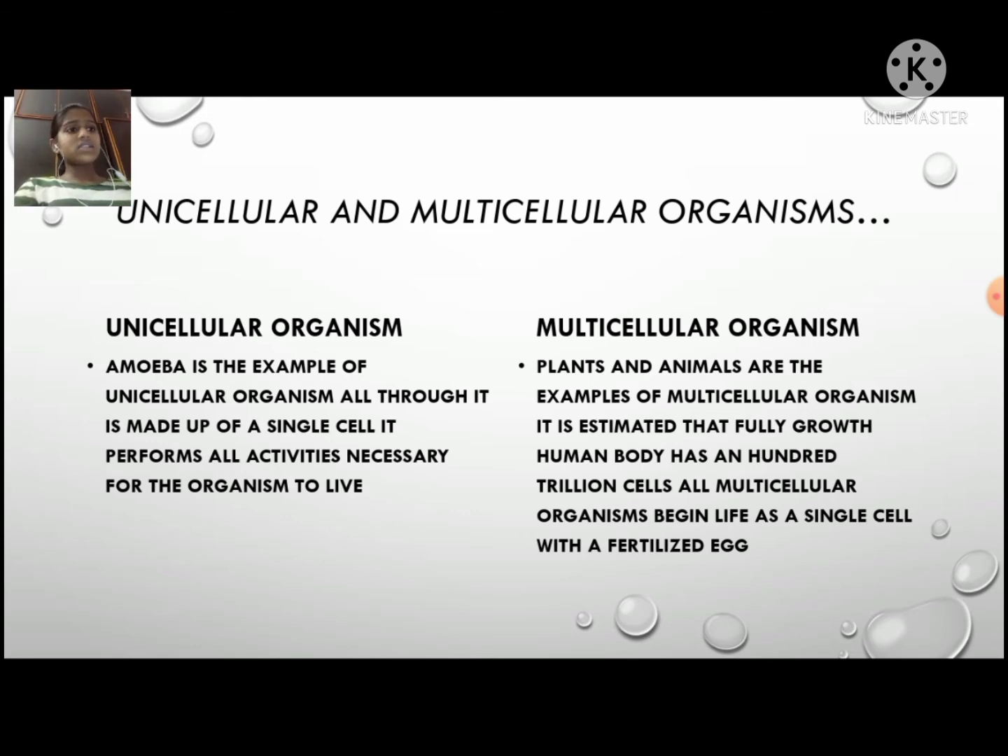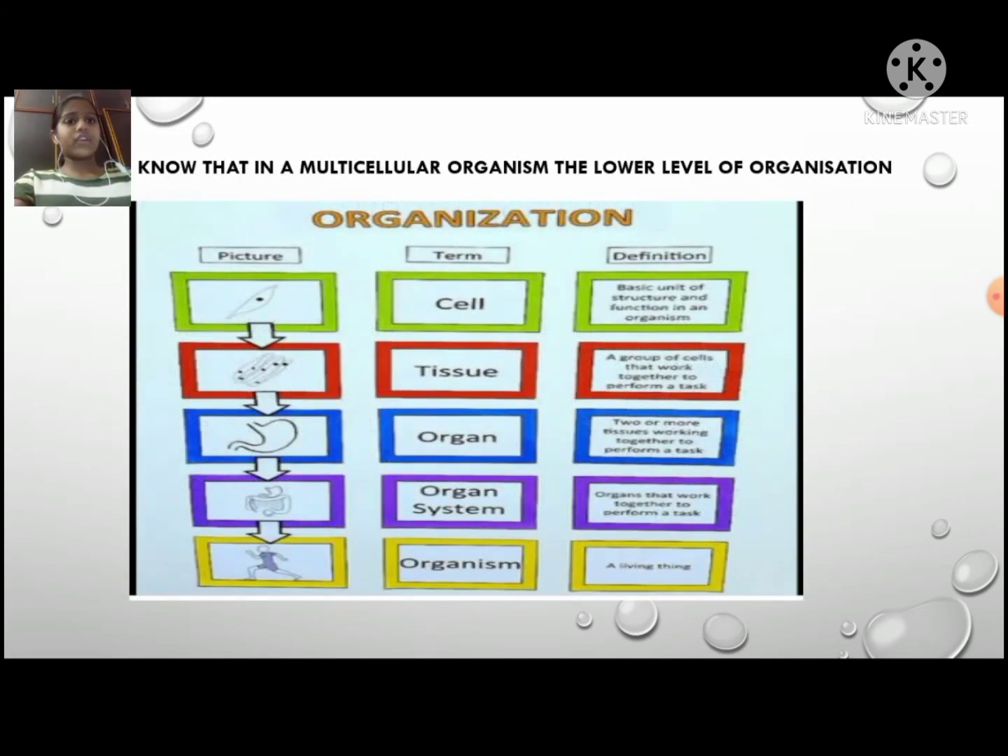And next is the multicellular organism. Plants and animals are examples of multicellular organisms. It is estimated that a fully grown human body has 100 trillion cells. As in all multicellular organisms, life begins with a single cell, a fertilized egg. The fertilized egg cell multiplies in number and develops and becomes an organism. Here, let me show you how the organism develops.